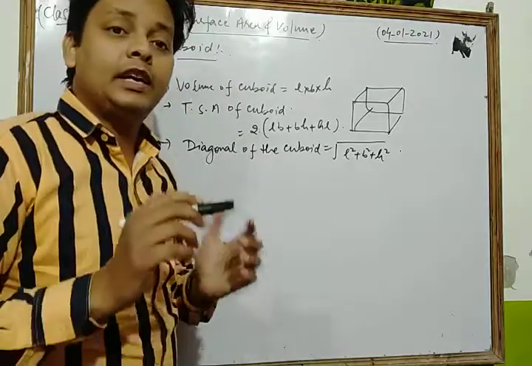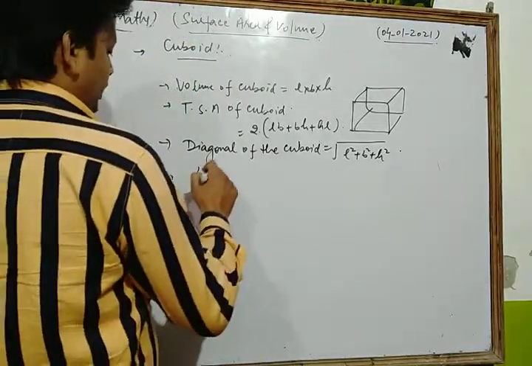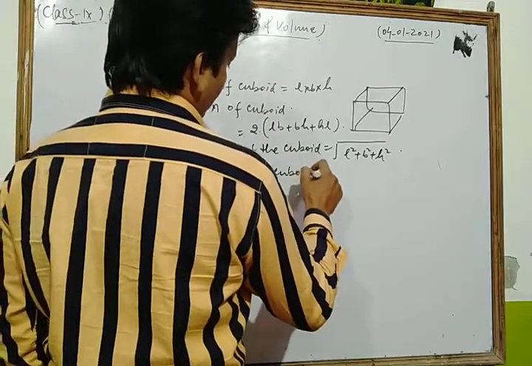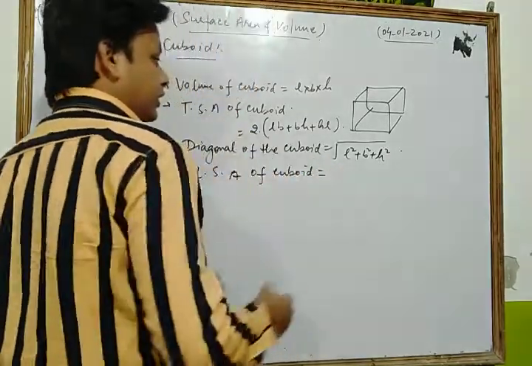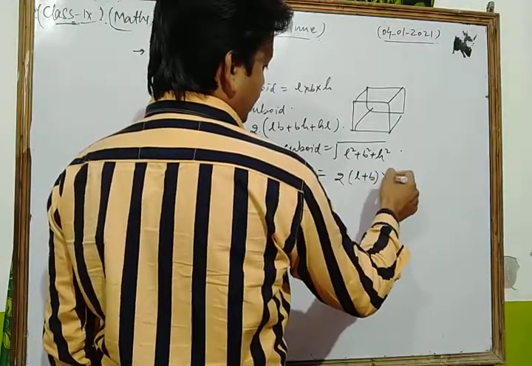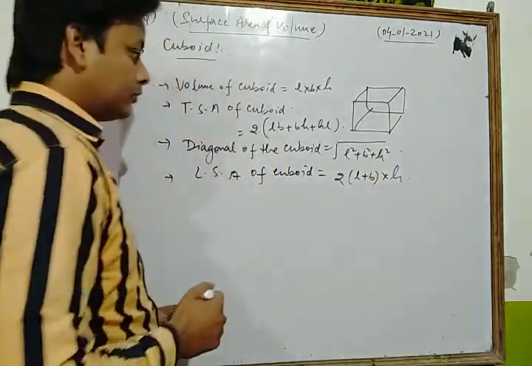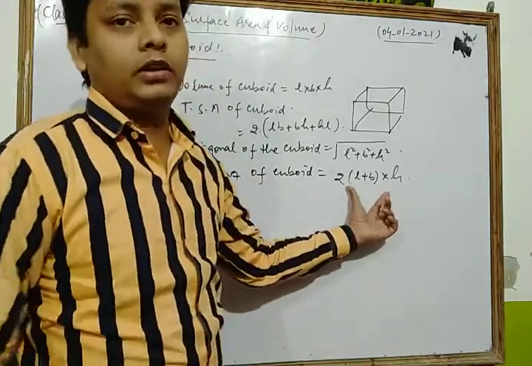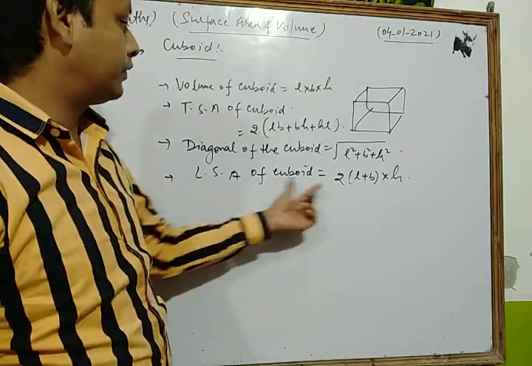Now, one of the most important formulas is related to the lateral surface area of the cuboid. The lateral surface area of a cuboid is 2 times height into (length plus breadth). Dear students, this is a very important formula of the cuboid.